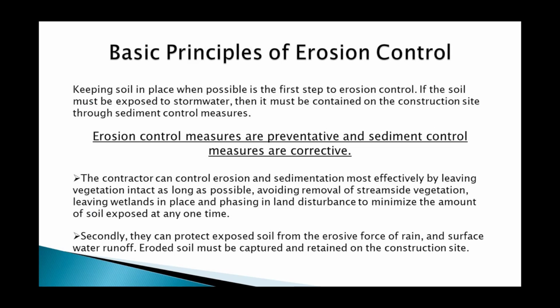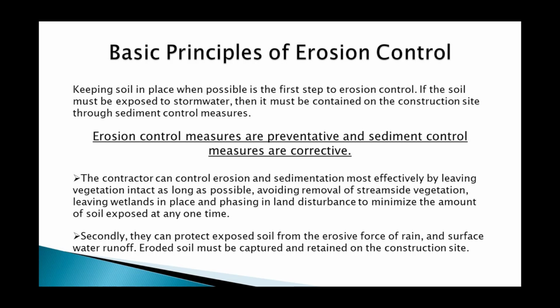Some of the basic principles of erosion control include keeping soil in place when possible and reducing the area of clearing. That's the first step to erosion control. If the soil is exposed and must be exposed to stormwater runoff, it must be contained on the site through sediment control measures.